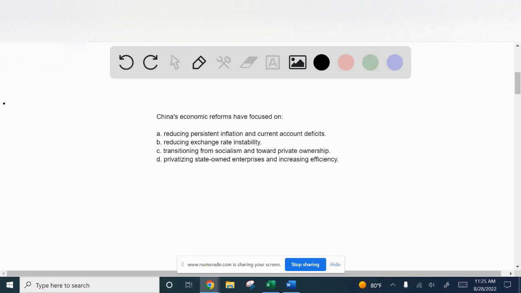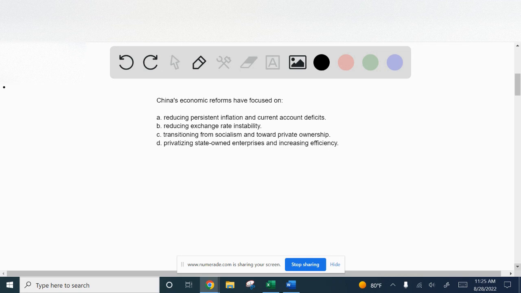China's economic reforms have focused on A, reducing persistent inflation and current account deficits, B, reducing exchange rate instability, C, transitioning from socialism and toward private ownership, or D, privatizing state-owned enterprises and increasing efficiency. The correct answer here is C, transitioning from socialism toward private ownership.